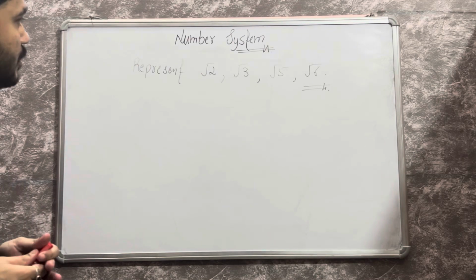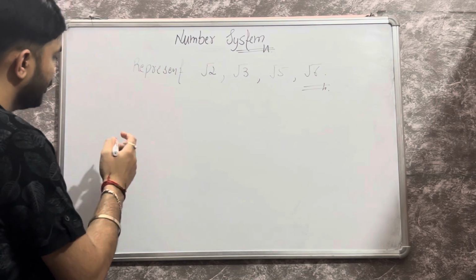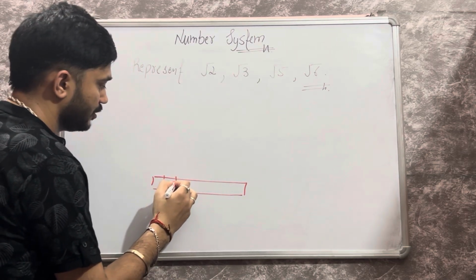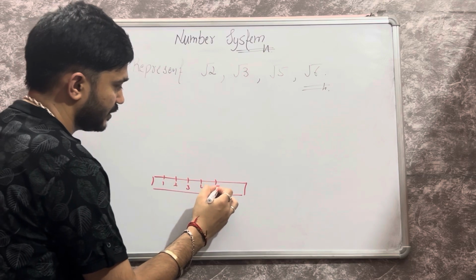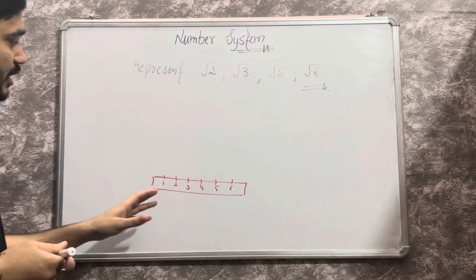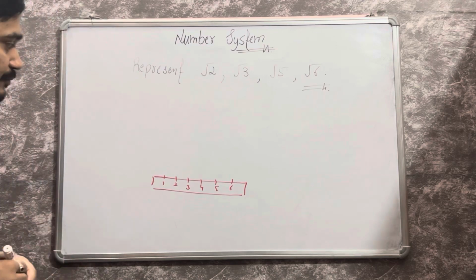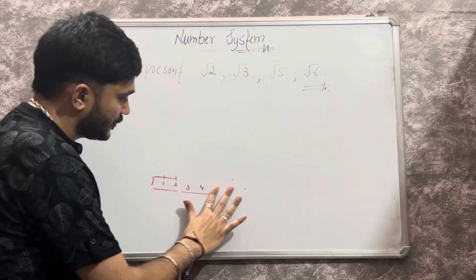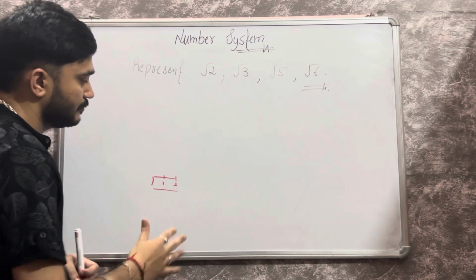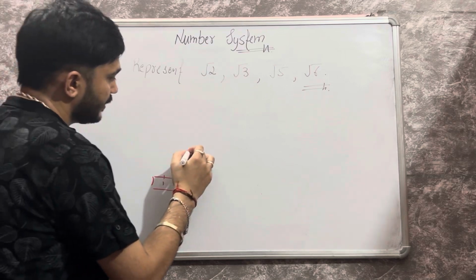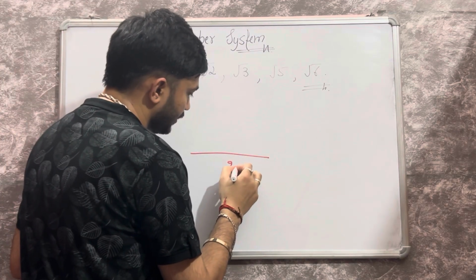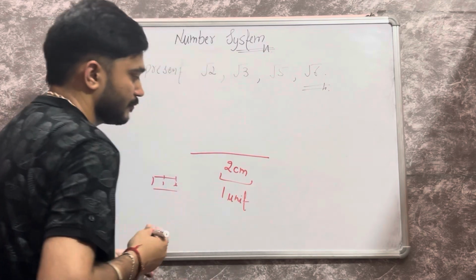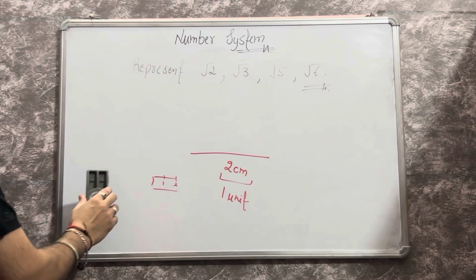So let me show you. Firstly, you have to take a scale. Let it be 1, 2, 3, 4, 5, 6. You have a scale of 6 centimeter. Let us assume that. Firstly, fix the length that you are going to use in this scale. Here I am letting it be 2 centimeter. So take a baseline of 2 centimeter here, or you can just write 1 unit in place of 2 centimeter here.